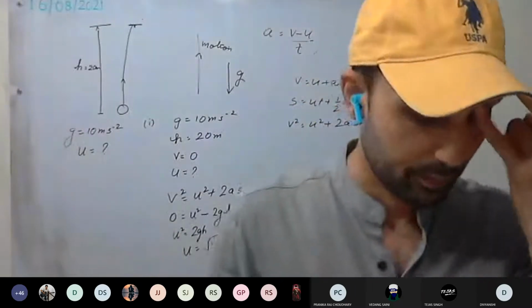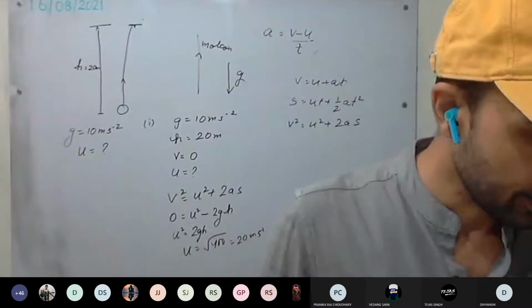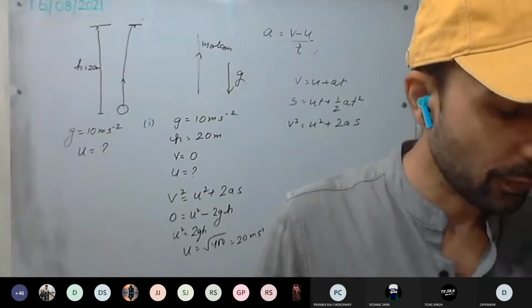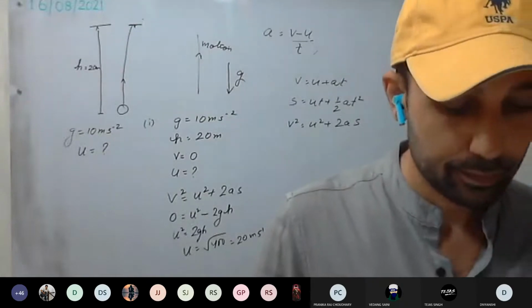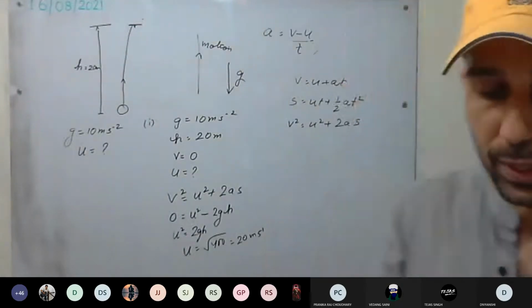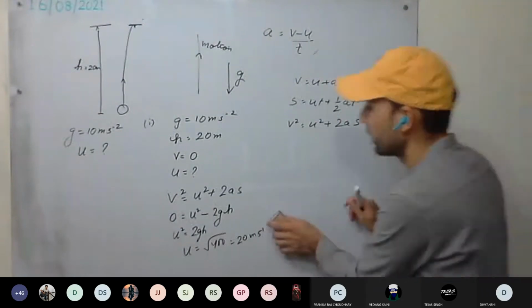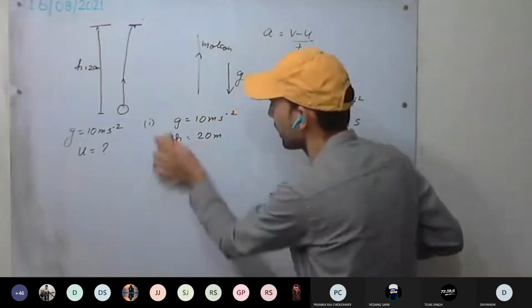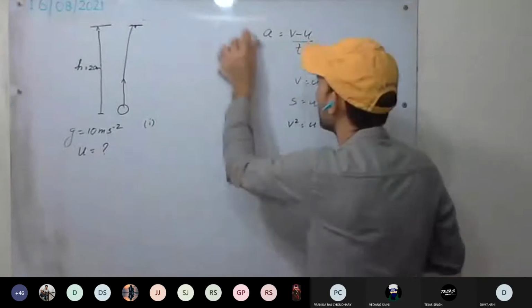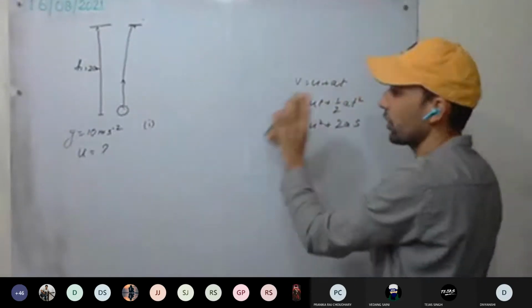Okay? This is clear. Now the final velocity of the ball on reaching the ground. A part is over. Now we go with the B part. Okay, these three equations we always require.